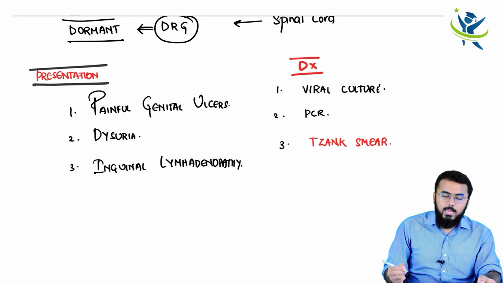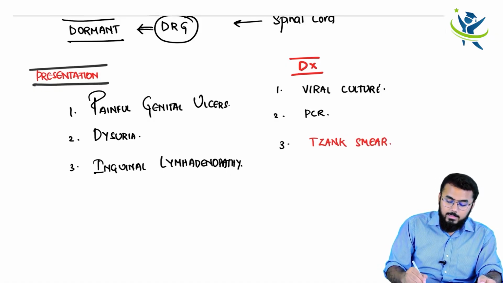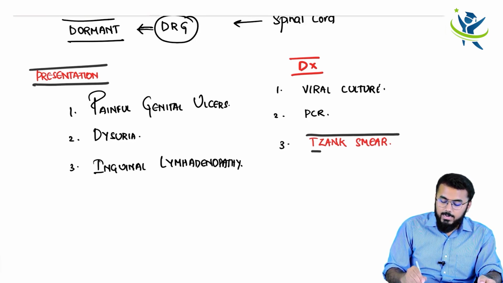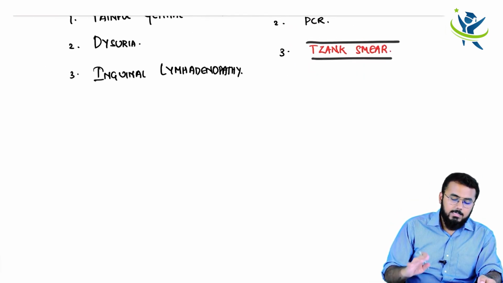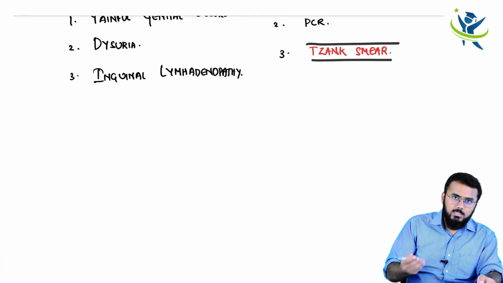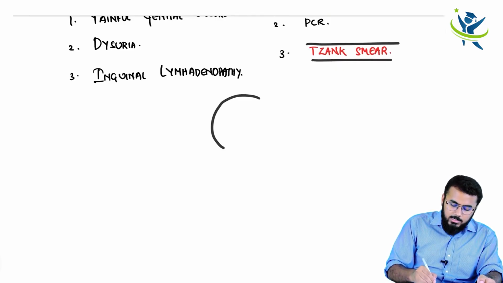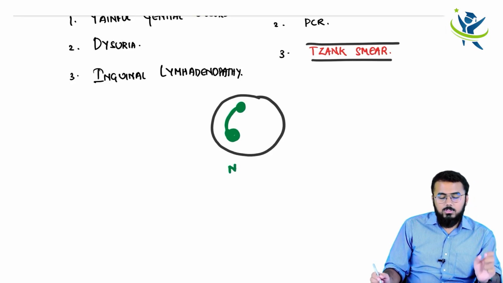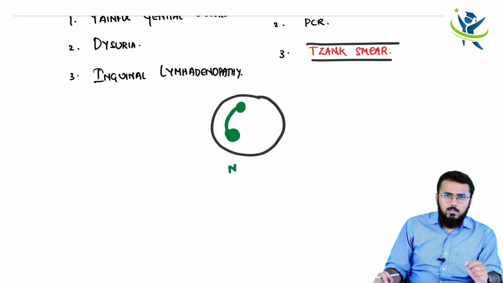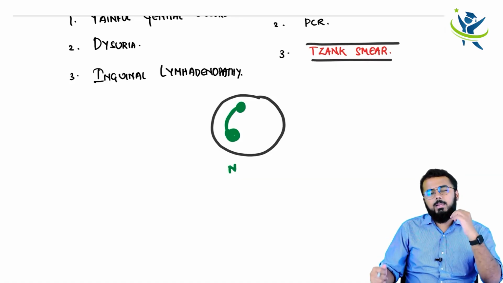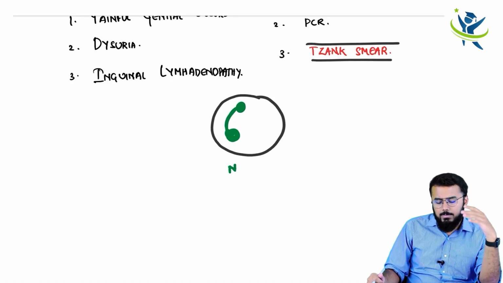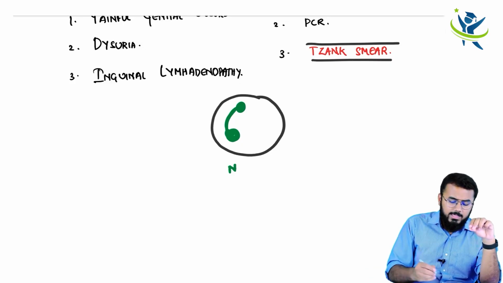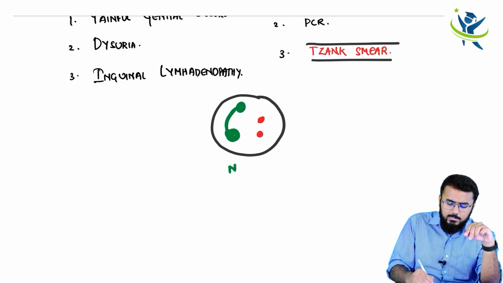In the Tzanck smear analysis, what will I find? Look here guys, what is the Tzanck smear test? Within that Tzanck smear test, what you will find is that this is a neutrophil. Whatever I am drawing right now, let us say this is a neutrophil. This virus loves to attack the neutrophil. Once after attacking the neutrophil, it will start replicating in the neutrophil. Once it starts replicating, there will be some random bodies like this.